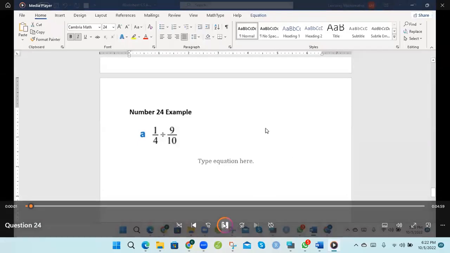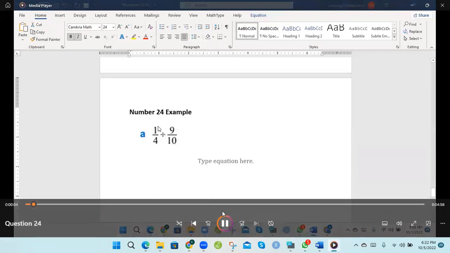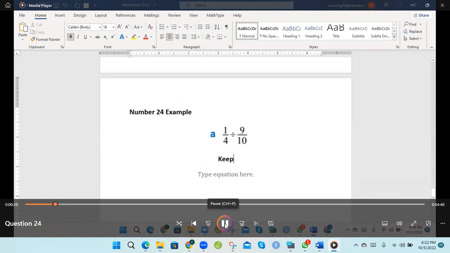Division of fractions. To divide fractions, you must keep the first fraction, change the division to multiply, and flip the second fraction. We call that keep, change, and flip. So that's what we're going to be doing. So we're going to keep the 1 over 4, change division to multiply, and flip the 9 over 10.